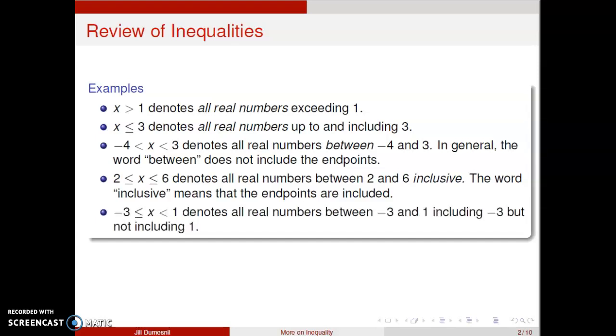It is possible to include one endpoint but not the other. The inequality -3 less than or equal to x less than 1 denotes all real numbers between -3 and 1, including -3, but not including 1.